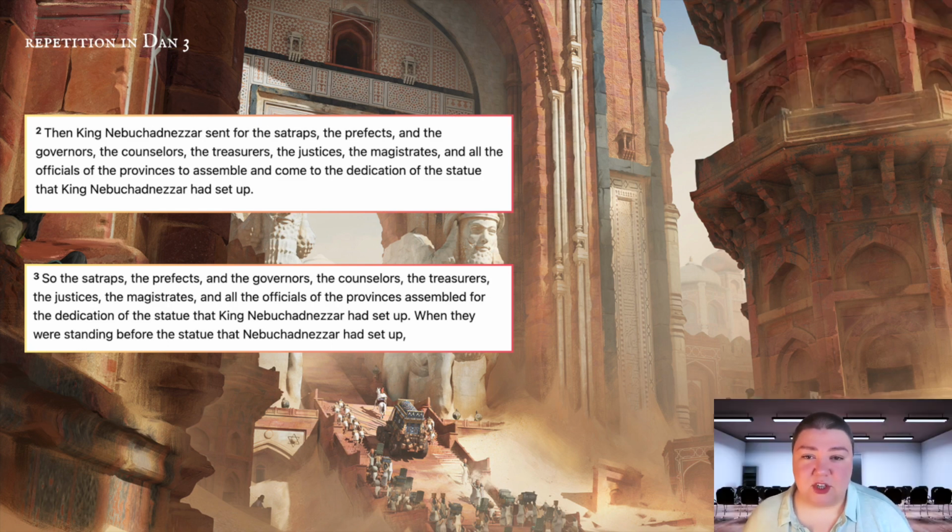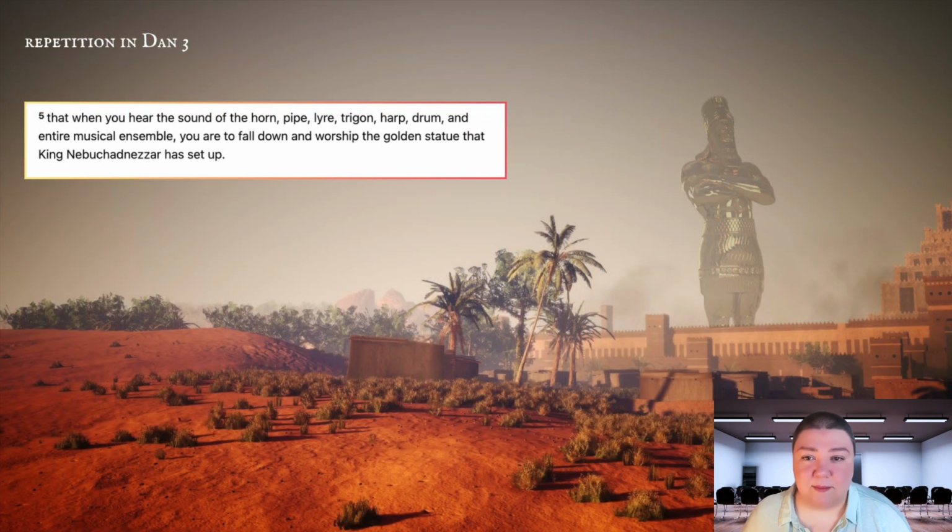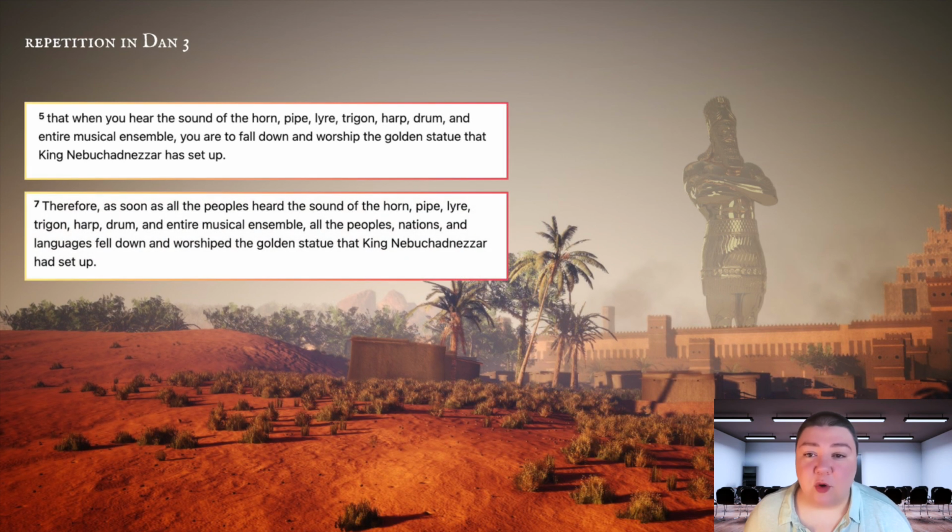Now we have more repetition in verses 5 and 7. That when you hear the sound of the horn, pipe, lyre, trigon, harp, drum, and entire musical ensemble, you are to fall down and worship the golden statue that King Nebuchadnezzar has set up. Verse 7. Therefore, as soon as all the peoples heard the sound of the horn, pipe, lyre, trigon, harp, drum, and entire musical ensemble, all the peoples, nations, and languages fell down and worshipped the golden statue that King Nebuchadnezzar had set up.